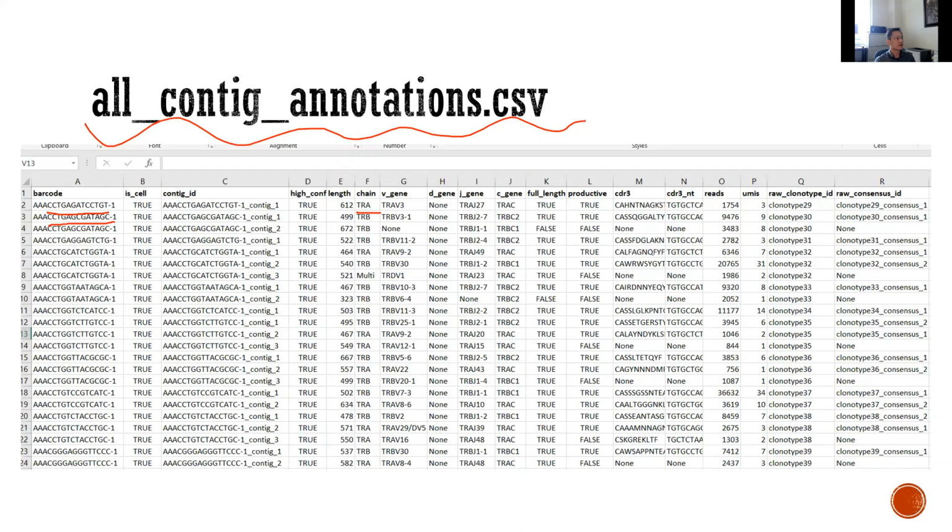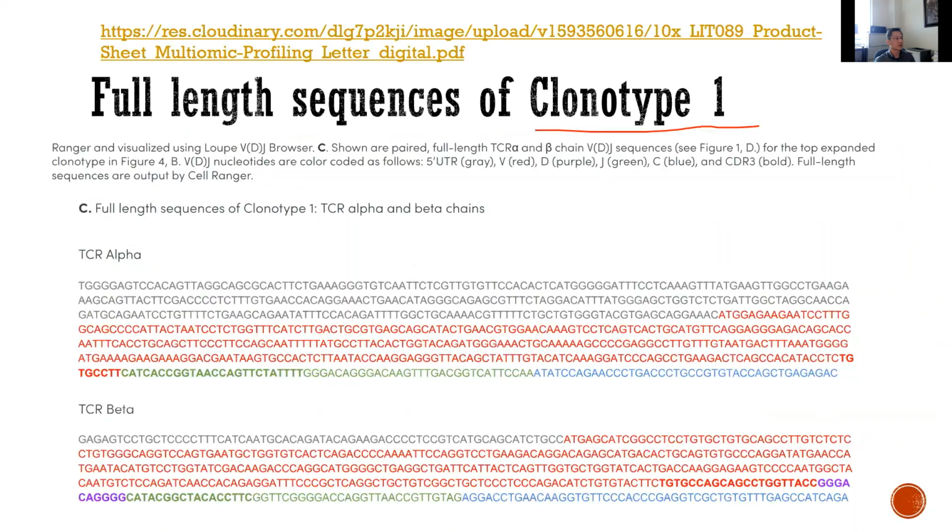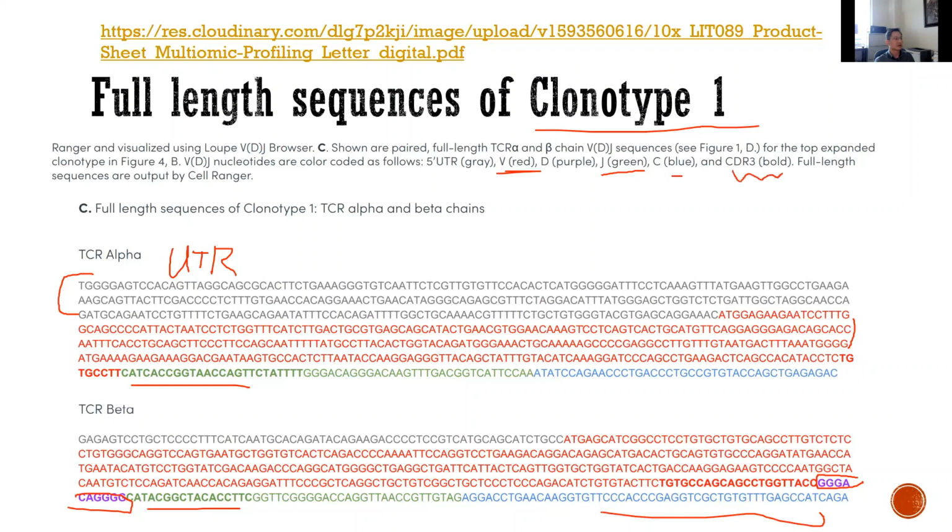Okay, let's look at one of the contig sequences. So for example, we can look at the clonotype 1 sequence, and that's maybe the most abundant one in the sample. Then you will see, okay, for this clonotype, you can get the T cell receptor alpha chain sequence, and that's the gray sequence. This is the 5 prime UTR, and then you have the red, the V region, and then for the beta chain you have a purple D region, and then green indicates the J region, and then the rest, the blue, is the constant region, and the CDR region is in bold.